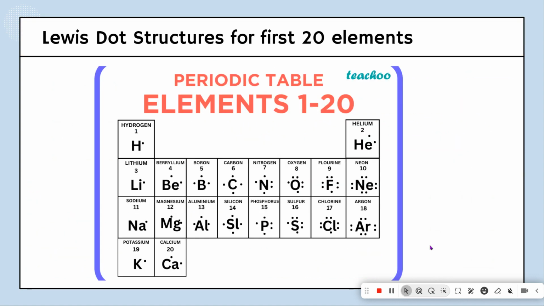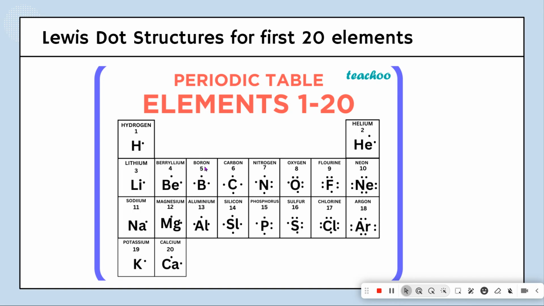So here is a picture of the first 20 elements. If you look, this is group 1: hydrogen, lithium, sodium, potassium. Each of them has 1 valence electron. Group 2: beryllium, magnesium, calcium. Each has 2 valence electrons. Now, this is a little weird, we've cut out that middle transition element part of the periodic table just to fit this into space.